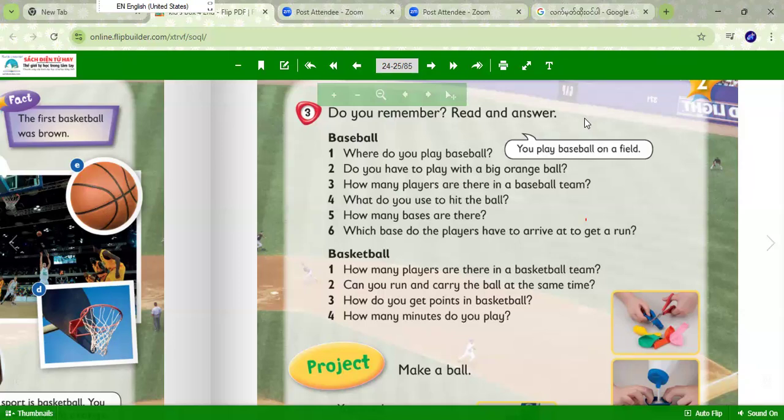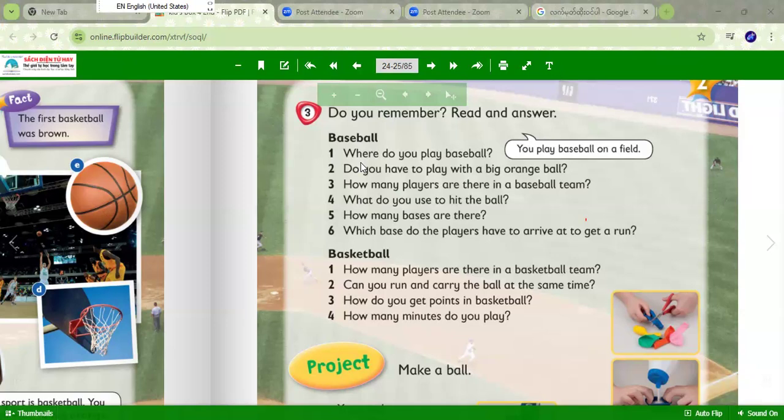Here's an example. Do you remember the paragraph that we read? It's about baseball. Where do you play baseball? You can say you play baseball, because we had just mentioned how to play. So you can just use you, we will not change to I. You play baseball where? On a field. This is the answer. Actually, on a field is the main key point, but you will answer with a sentence.